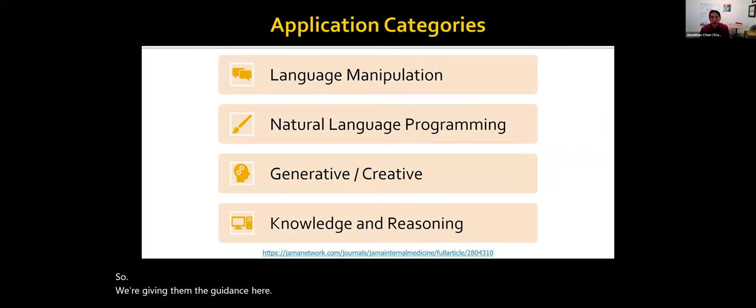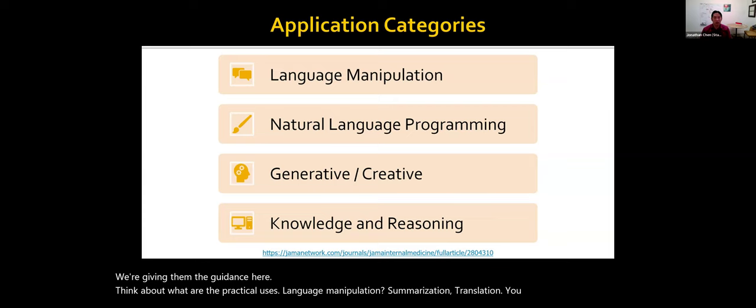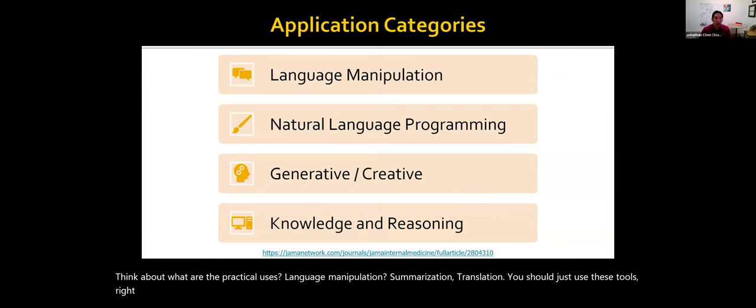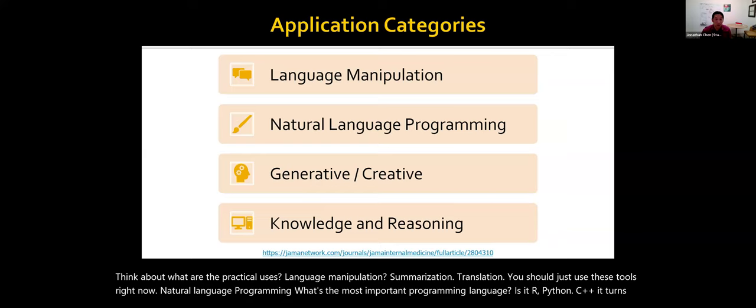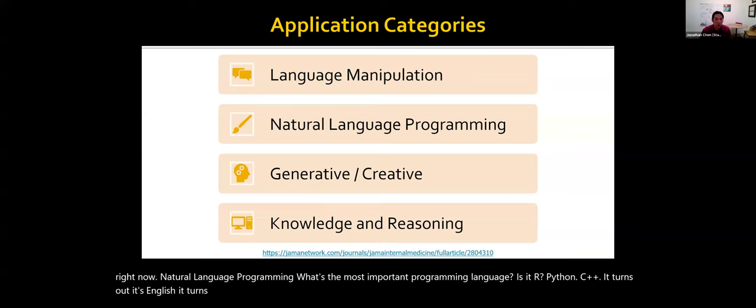Think about what the practical uses are: language manipulation, summarization, translation. You should just use these tools right now. Natural language programming. What's the most important programming language? Is it R, Python, C++? It turns out it's English. It turns out English is the most important programming language.